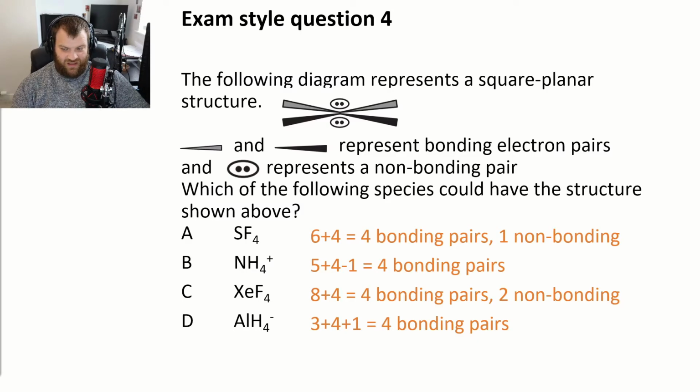What we'll see here is that, for example, in the first chemical, we have 6 valence electrons, 4 things attached, giving us 10 electrons or 5 pairs. We have 4 bonding pairs and 1 non-bonding pair. B has 8 electrons, which is 4 bonding pairs. C, xenon has 8 valence electrons plus the 4 fluorines, giving you 12 electrons in total, 6 pairs of electrons. Aluminium has 3 valence electrons, 4 hydrogens attached, plus 1 more for the negative charge, giving you 8 electrons, 4 bonding pairs. What we can see then is that the one that has 4 bonding pairs and 2 lone pairs is C, so xenon tetrafluoride would be our correct answer.